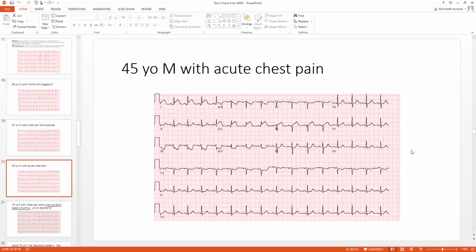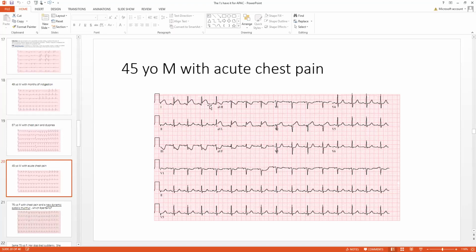All right, here's a 45-year-old man with an acute chest pain. This one's kind of easy as well. We've got ST elevation in lead 1 and AVL, reciprocal changes in 3 and AVF. We still have a little R in V1, but we start with a little Q here, or what looks like the place where the Q will start. So this is an anterolateral injury. No Qs just yet.